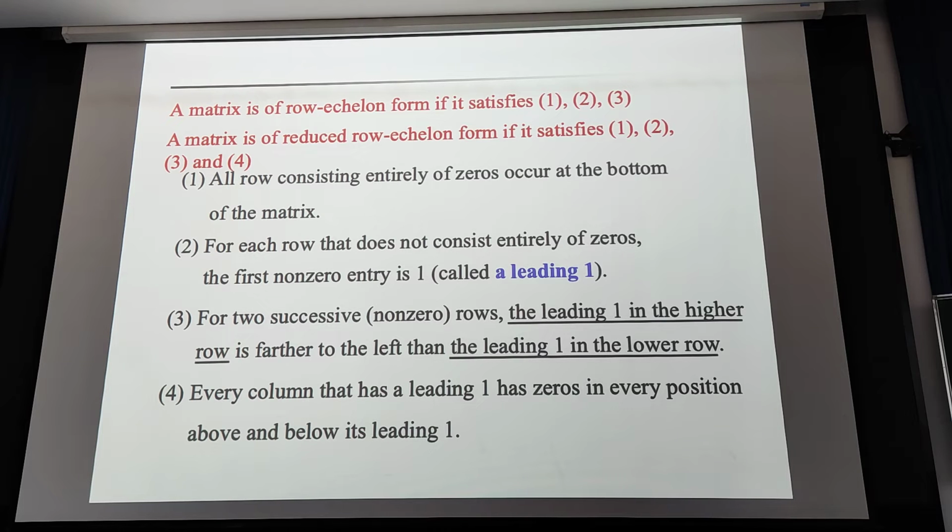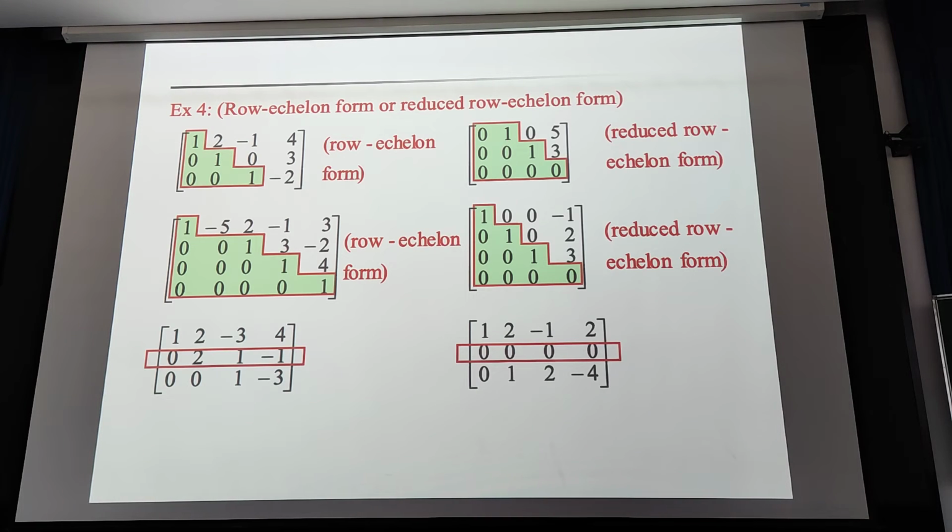You need to know it already, but I repeat for you: a matrix of row echelon form satisfies 3 conditions and reduced row echelon form must satisfy 4 conditions. And the example is here. The example is much easier for you to see what is a row echelon form and what is a reduced row echelon form. And especially, I call your attention to the last two, to see which one is not in the row echelon form.